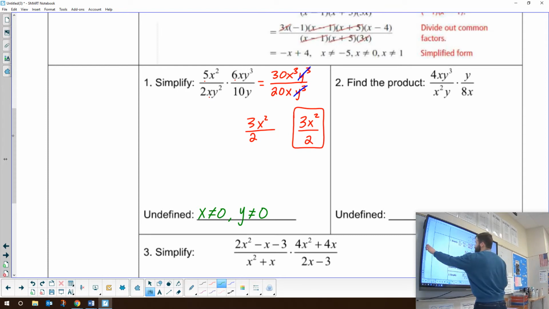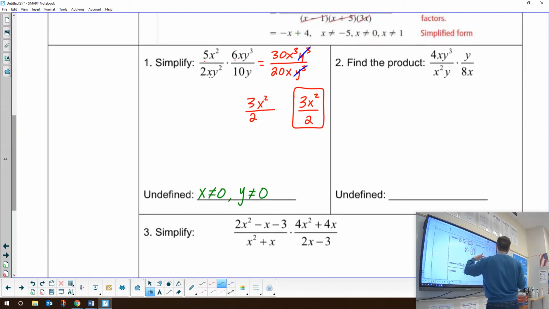Let's talk about number 2. So number 2, kind of doing the same thing. We're going to be multiplying across the top and the bottom. And we don't need to factor first because I don't have any plus or minuses. So we're just going to multiply first and then simplify. Before I get too far, though, let's talk about our undefined values. Our undefined values are x can't equal 0 and y can't equal 0, because once again, just like the last one, we have an x and a y on the bottom. There's no factors, so we go from there.